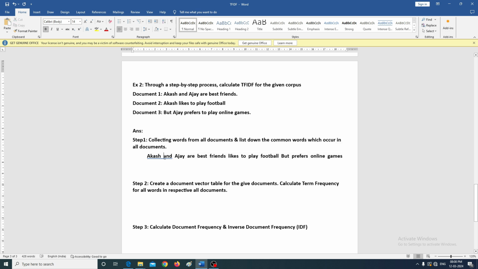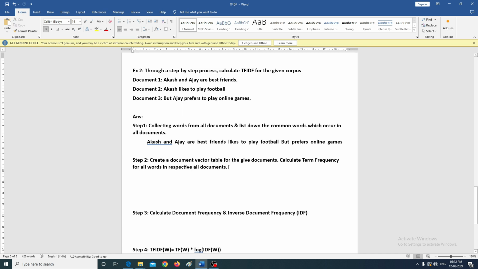Okay, let's check the number once. 1, 2, 3, 4, 5, 6, 7, 8, 9, 10, 11, 12, 13, 14. Total 14 common words we have in all documents. So here the first step is completed. Coming to step 2.